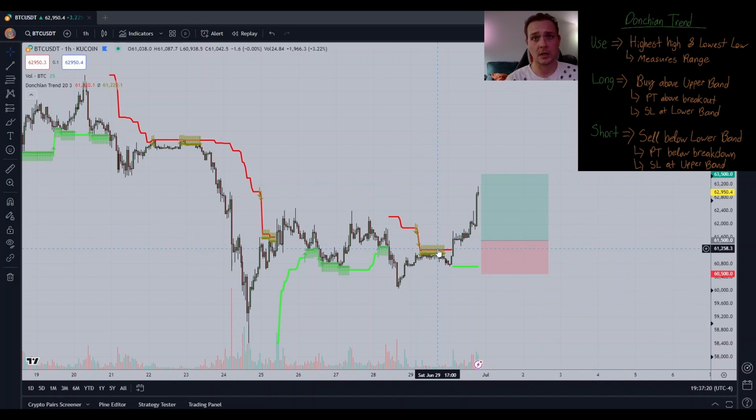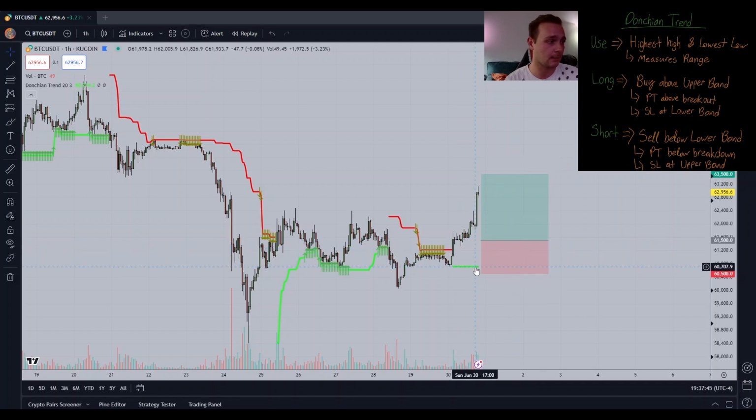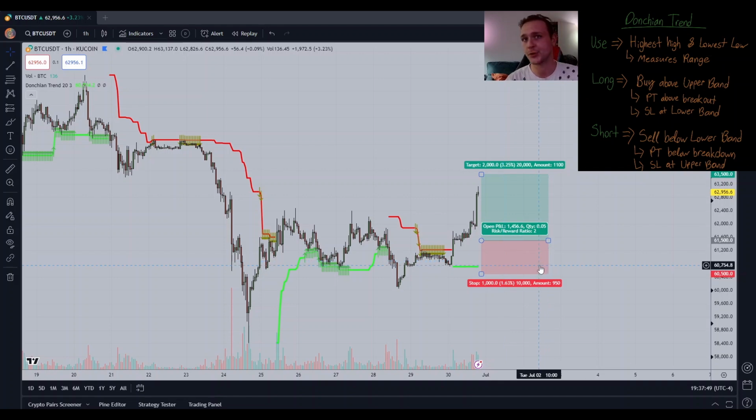But for the stop loss, that is clearly defined. If we were to break under this green line right here, that would tell us to stop out of our long position. We have a price target at 63,500. We entered at 61,500, right above that line, and our stop loss is going to be right under this line. So the risk to reward in that trade would be 2 to 1.